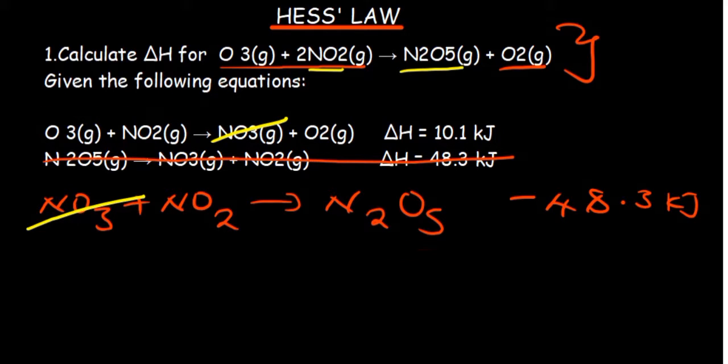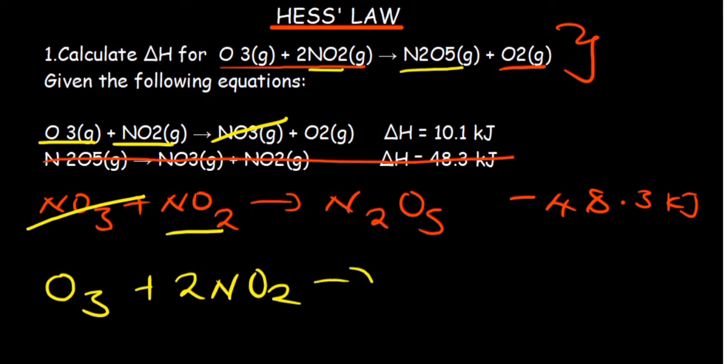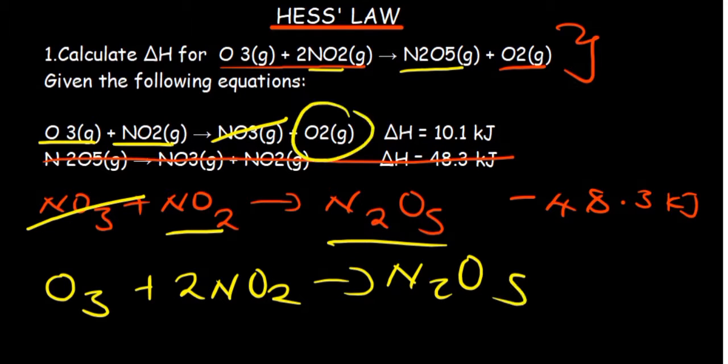Okay, so let's try to combine what we have. It's going to give us the main equation. So I have O3. This and this are the same, so they are going to give us 2. And then on the product side, there's this, and there's also oxygen there. So now the question is, if you compare what you have as your final equation, is it matching up with the given equation? Yes, it's matching up.